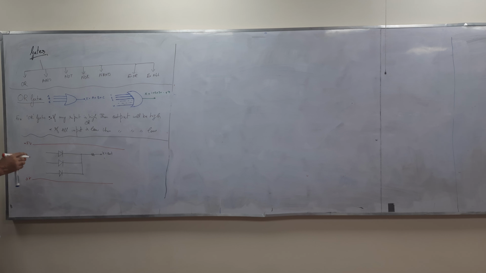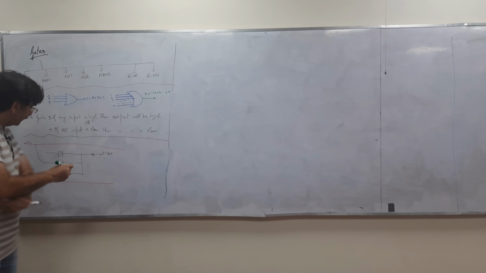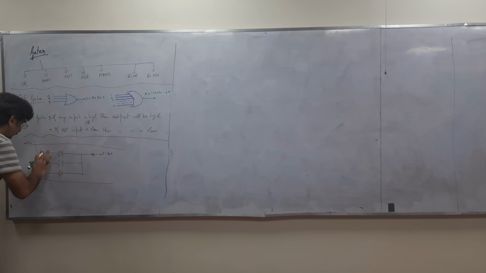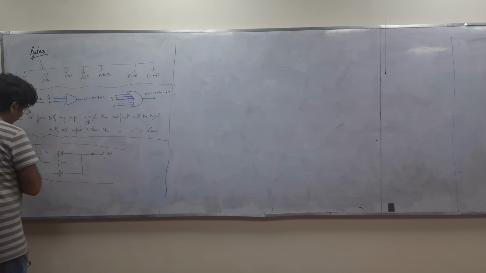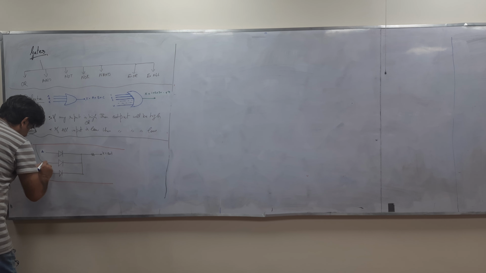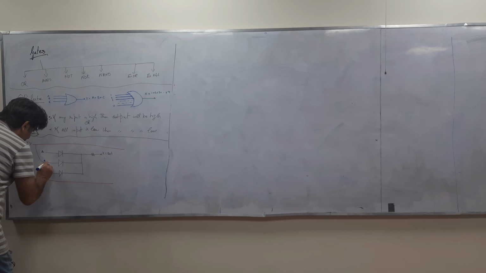If any one is connected, let us suppose, with the positive 5 volt, and the remaining are all 0, then the diode connected to 5 volt conducts. Let us suppose these are the inputs A, B and C, these 3 inputs.